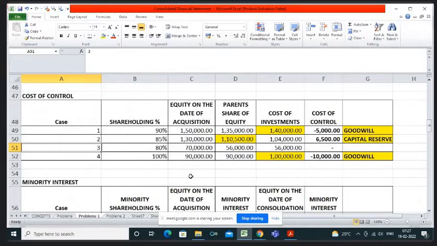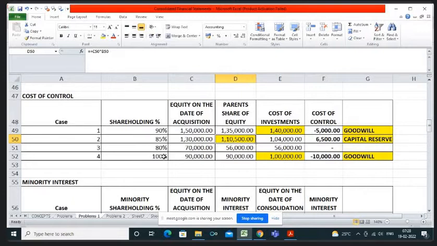So that is the logic. Any questions or doubts? So this is very critical. It's a very critical computation. So this is the way we do it. Take the equity of the subsidiary on the date of acquisition, take the shareholding, multiply the total equity into shareholding percentage, we get parent share of equity. Then compare it with the cost of investment. If cost of investment is more, it is called goodwill. If the parent share of equity is more, it is called capital reserve. Then we'll move on to the next portion, which is calculating the minority interest.